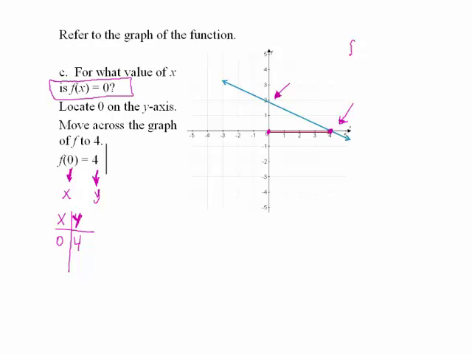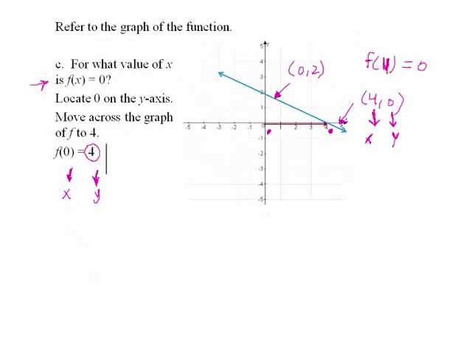Locate 0 on the y-axis. That's right here. Move across the graph for f to be equal to 4. Okay, so f of 4 is equal to 0. You're asking for what value of x your f of x would be equal to 0. As you can see here, this point here, we have 4 and 0. When x is equal to 4, y is equal to 0.